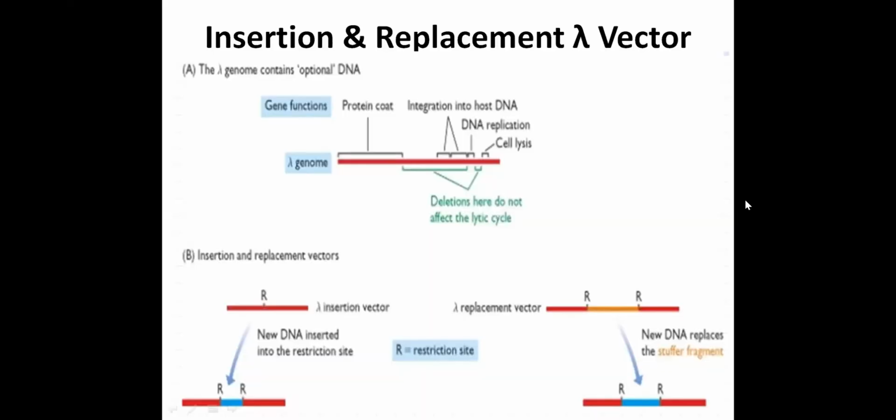So here you can see this is your insertion vector, where at this site your new DNA insert, this blue color DNA insert, is inserted. In the replacement vector, this non-essential yellow or orange color fragment is replaced by your new DNA fragment. So this is the insertion vector, this is the replacement vector.